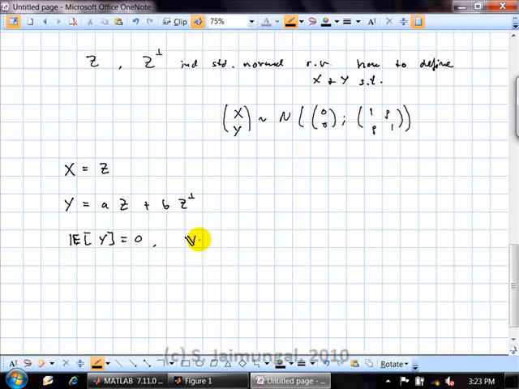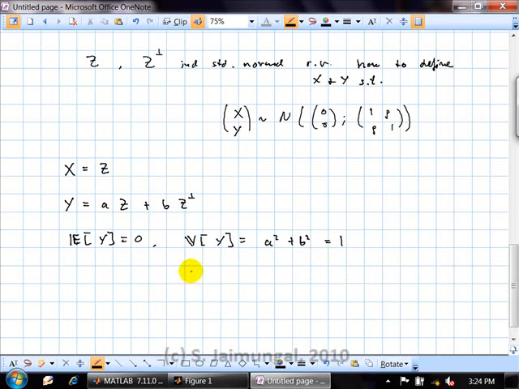The variance of Y, on the other hand, is what? It's A squared plus B squared, because you've got A squared times the variance of Z plus B squared times the variance of Z perp plus 2AB times the covariance, but the covariance is 0 because Z and Z perp are independent. Well, we want that to be 1, don't we? According to the question that I've posed, we want the variance of Y to be 1. So we've got one constraint.